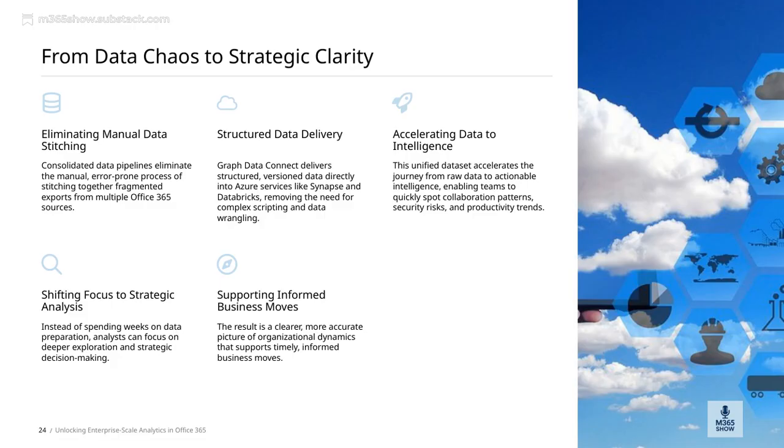This visibility supports making timely, informed business moves that can really make a difference. Instead of spending endless weeks just cleaning and preparing data, analysts can now focus on digging deeper into the insights and making strategic decisions. This shift to strategic analysis means that teams are no longer bogged down by the technicalities of data collection. Instead, they can leverage a unified dataset that speeds up the journey from raw data to actionable intelligence. With this approach, it's much easier to quickly identify collaboration patterns, security risks, and productivity trends, things that are vital for making informed decisions.